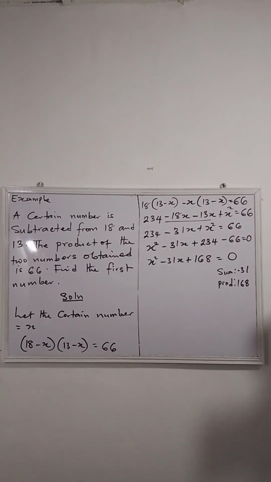What are the two numbers such that when you multiply them together, you have 168, and when you add them together, you have minus 31? Okay, I can see Uber's result. So you have minus 7 and minus 24. Okay, let's wait for others.